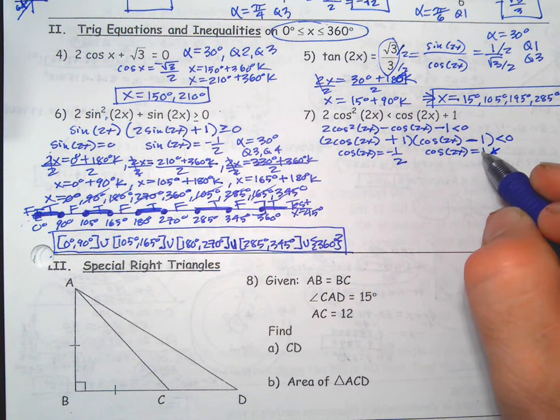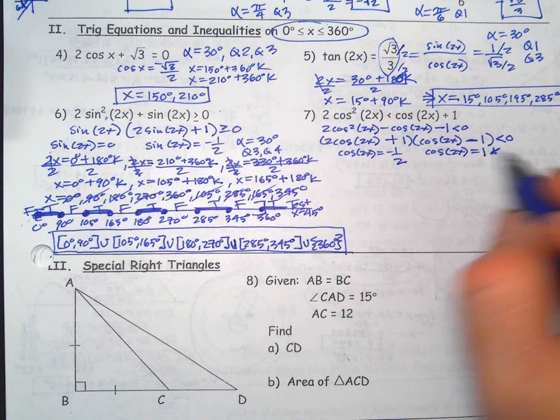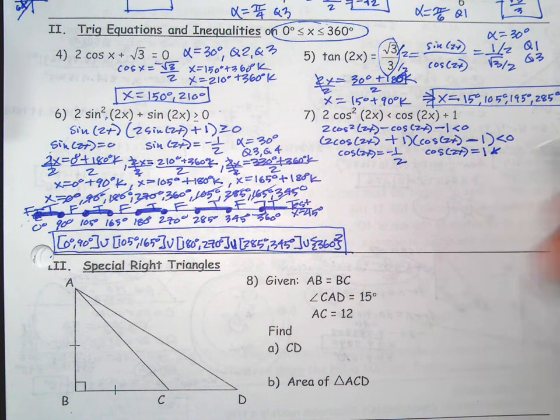These roots are going to be places where the graph bounces off the axis, so it's going to stay true on both sides. It's like a double root.